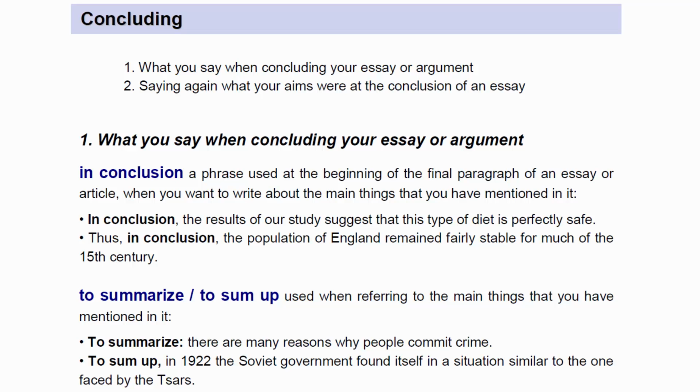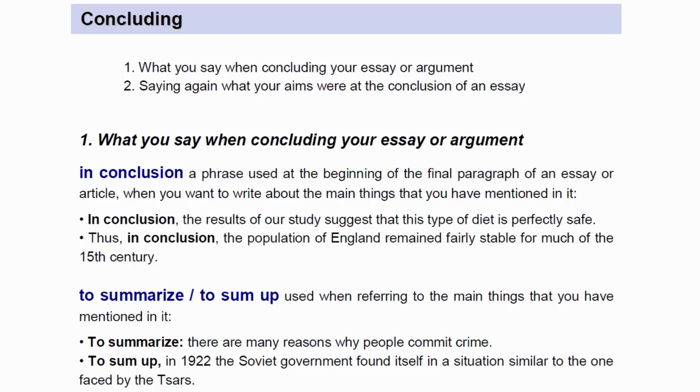What you say when concluding your essay or argument, and saying again what your aims were at the conclusion of an essay. That's what we are going to learn. So let's take a start. First is what you say when concluding your essay or your argument. In each paragraph, it is compulsory to conclude your argument.